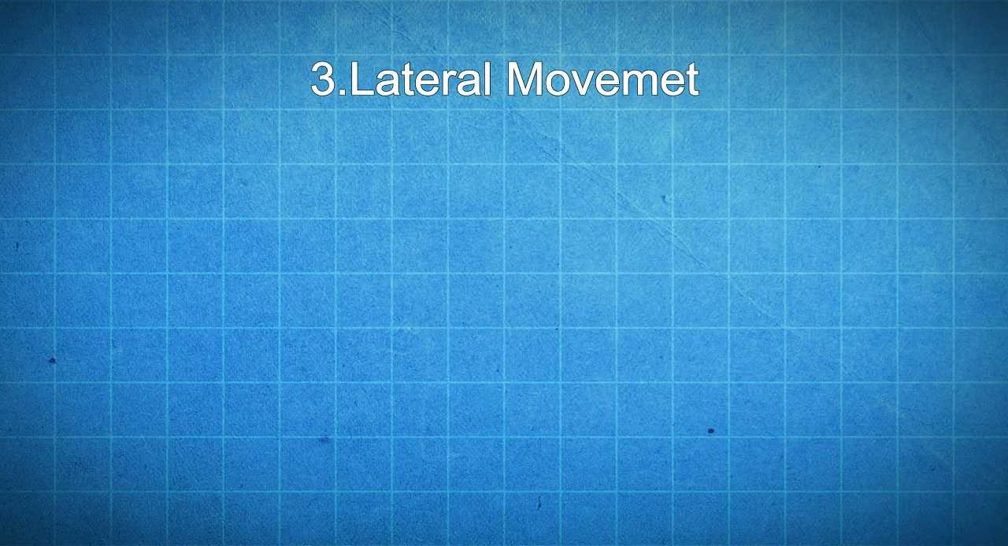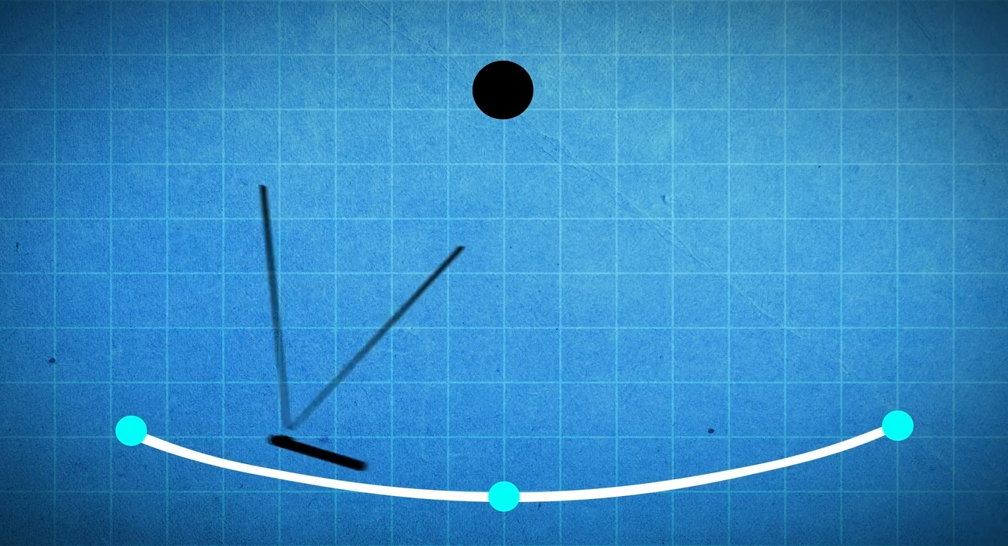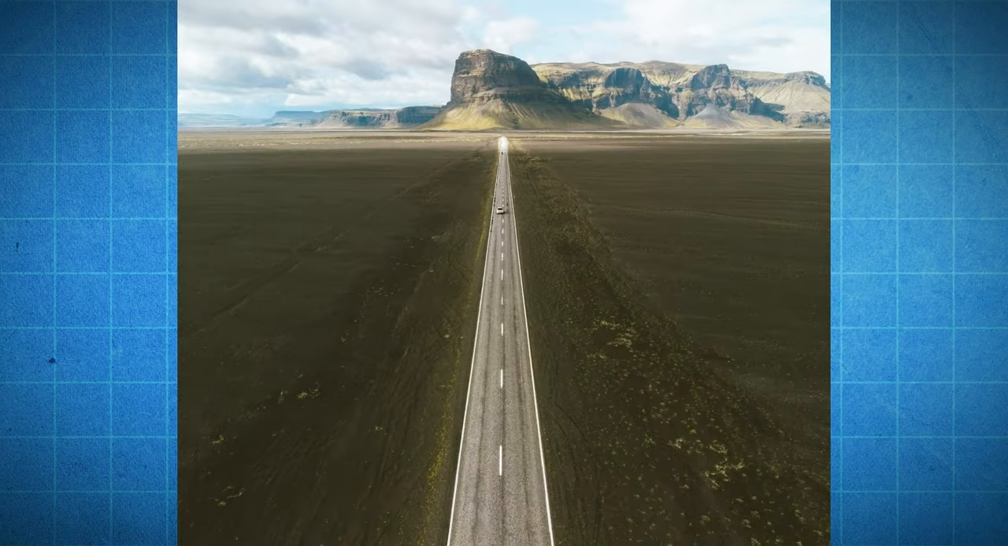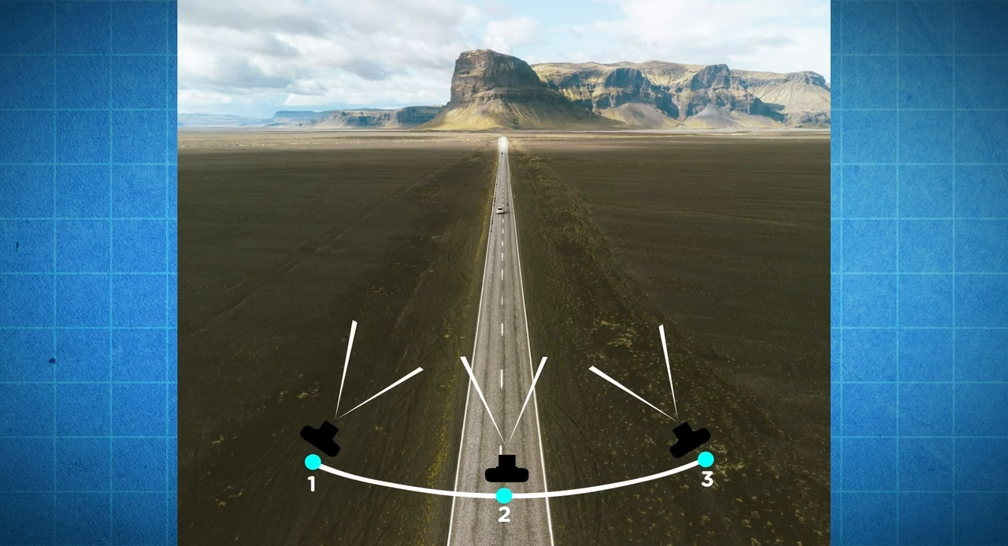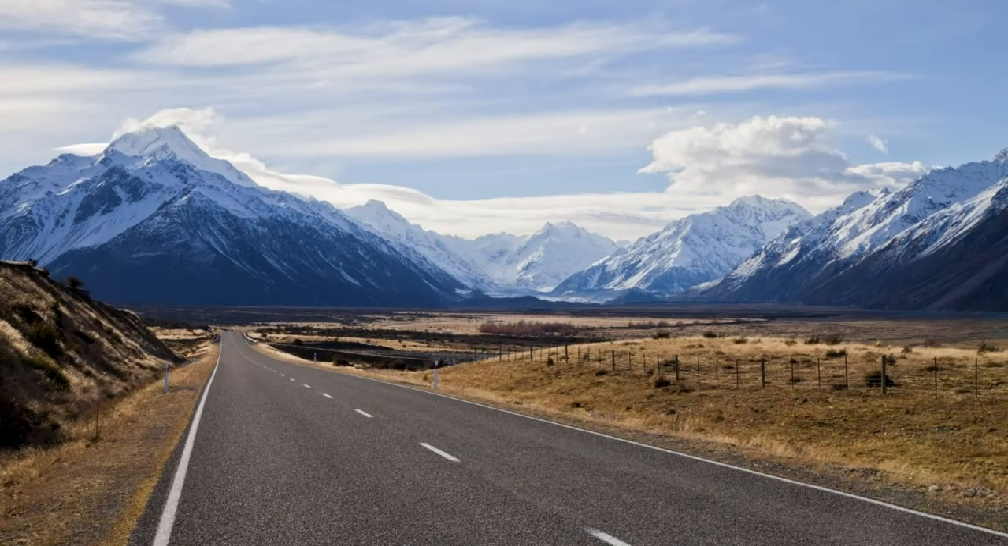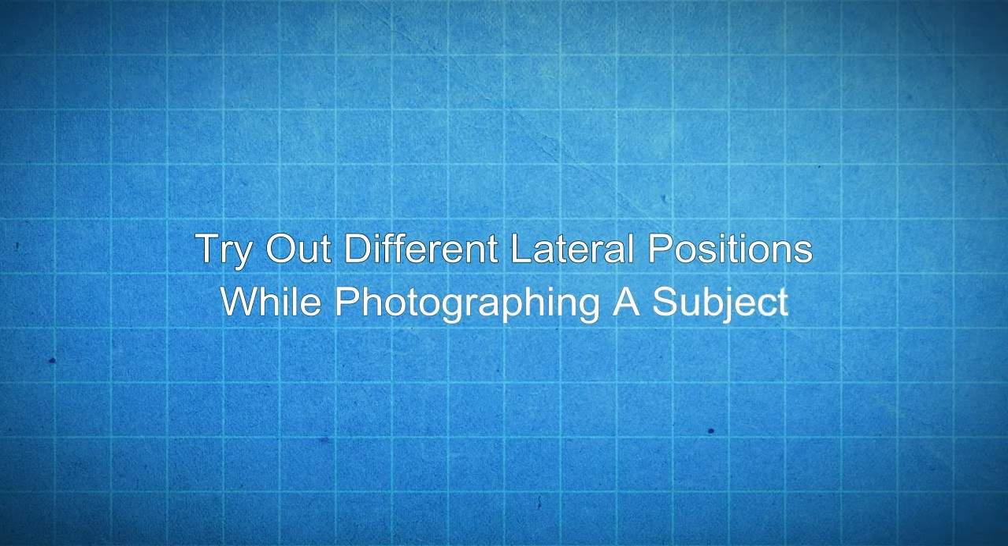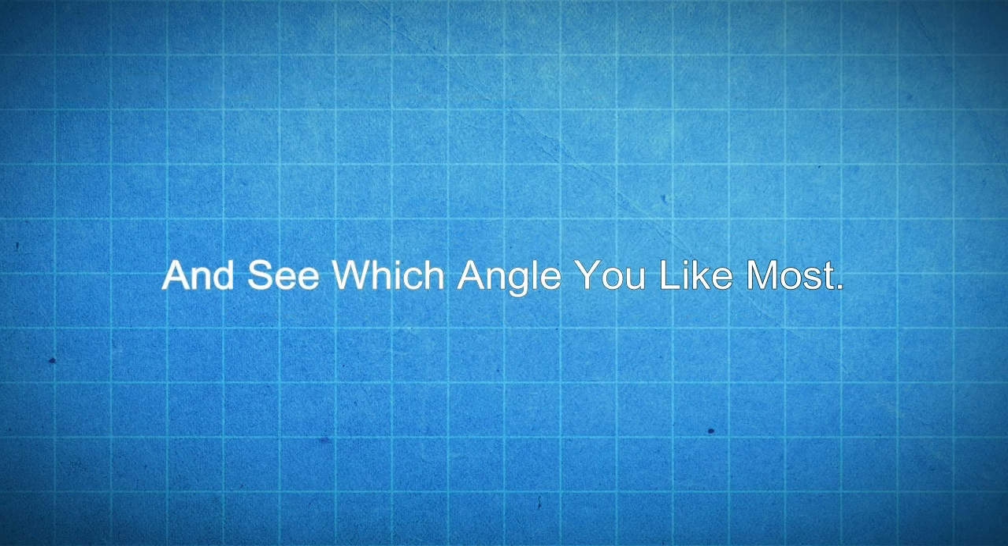Next, lateral movement. This is basically moving from left to right on a lateral plane, or right to left. Take this for example. 3 different images of a road taken at 3 different positions on a lateral plane. You can position the camera on the right, left, or the center, and anywhere in between to change the viewer's perspective. Try out different lateral positions while photographing a subject and see which angle you like most.